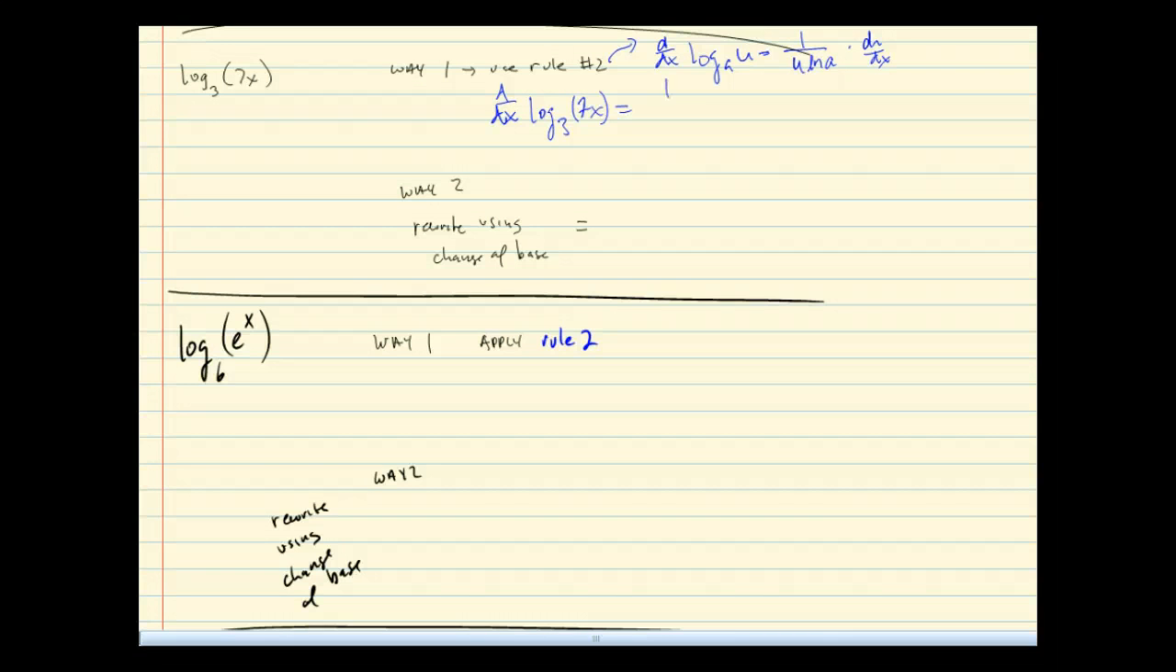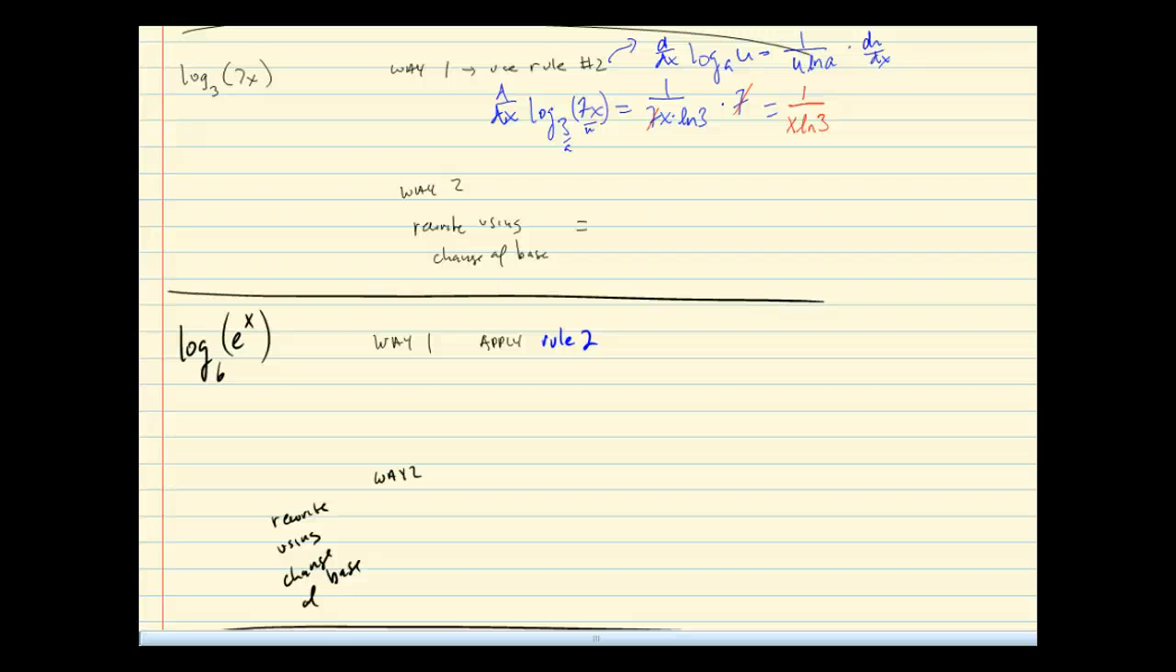Then we're going to get 1 over u being 7x, times the natural log of the base a is 3, so it's natural log of 3, and then times the derivative of u with respect to x. The derivative of 7x with respect to x is just 7. So simplifying, the 7's would cancel each other out, and we're left with 1 over x times the natural log of 3.